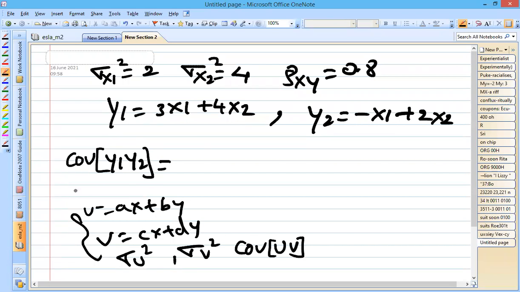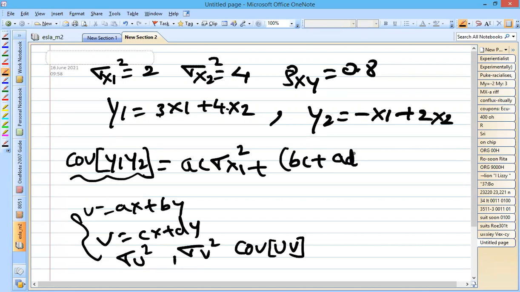So here, using the same concept, we are going to write the equation of covariance of y1 and y2. Here this represents the a, b values, and this will represent the c, d values. First I'll write the equation for the covariance between the two variables y1 and y2 in general, which is given by ac sigma x1 square plus (bc plus ad) into covariance of x1 x2 plus bd sigma x2 square.